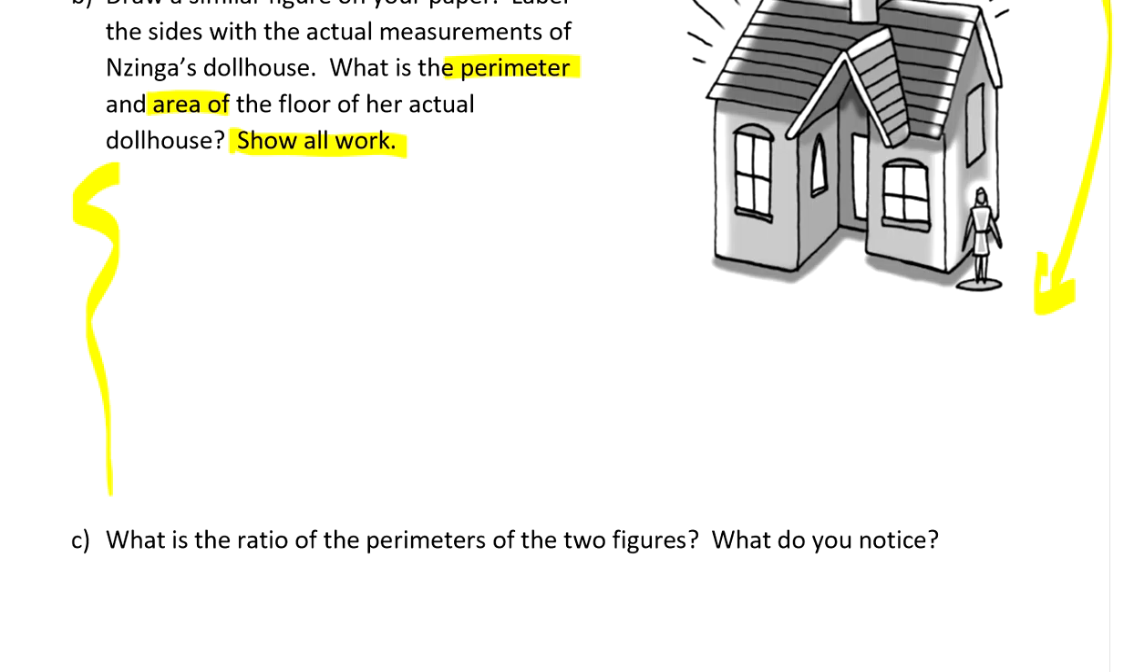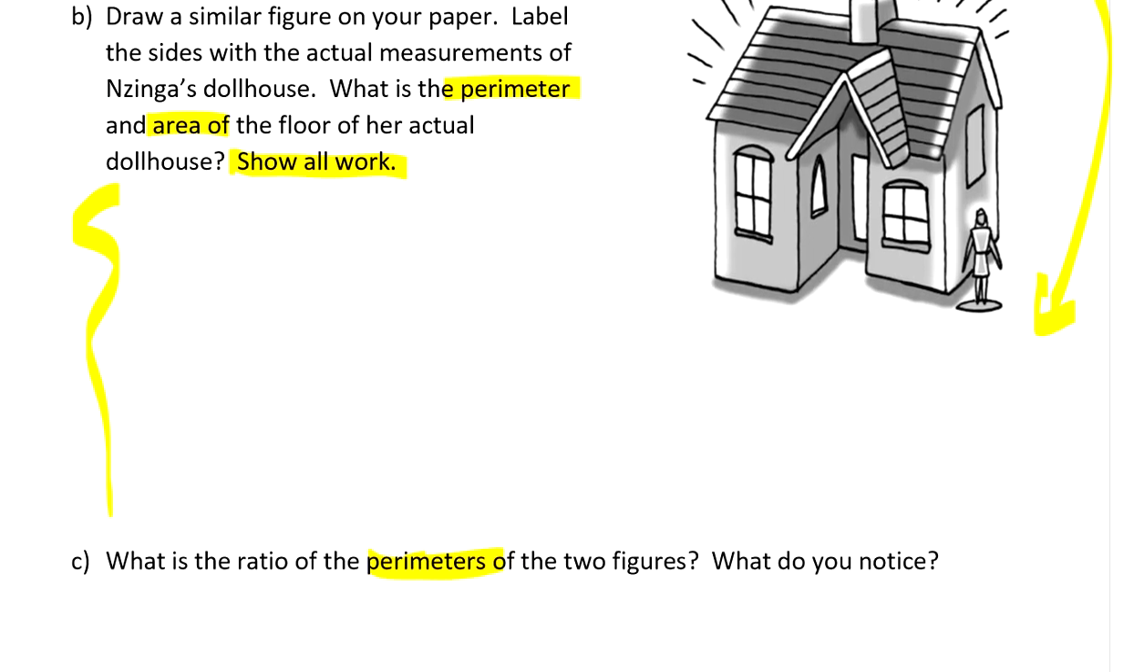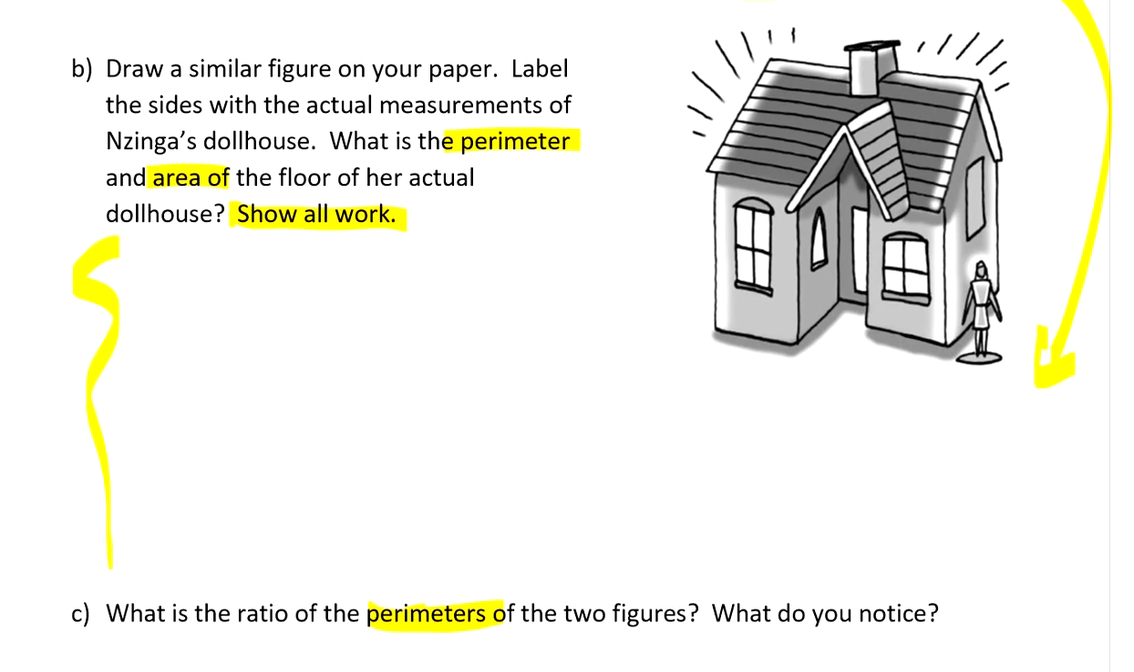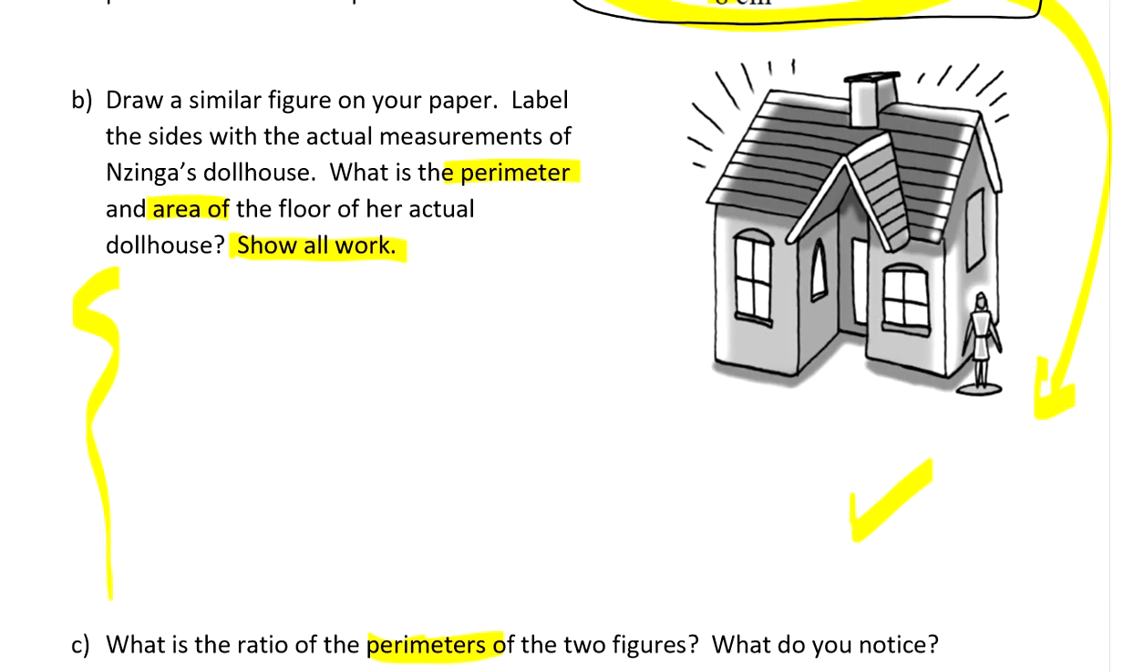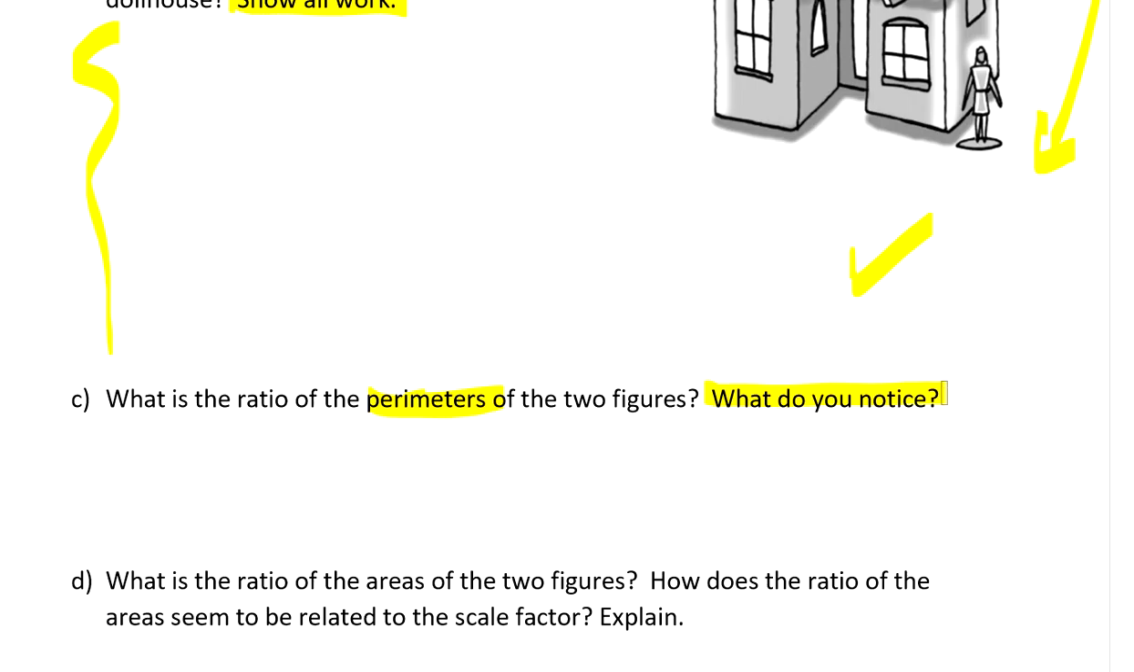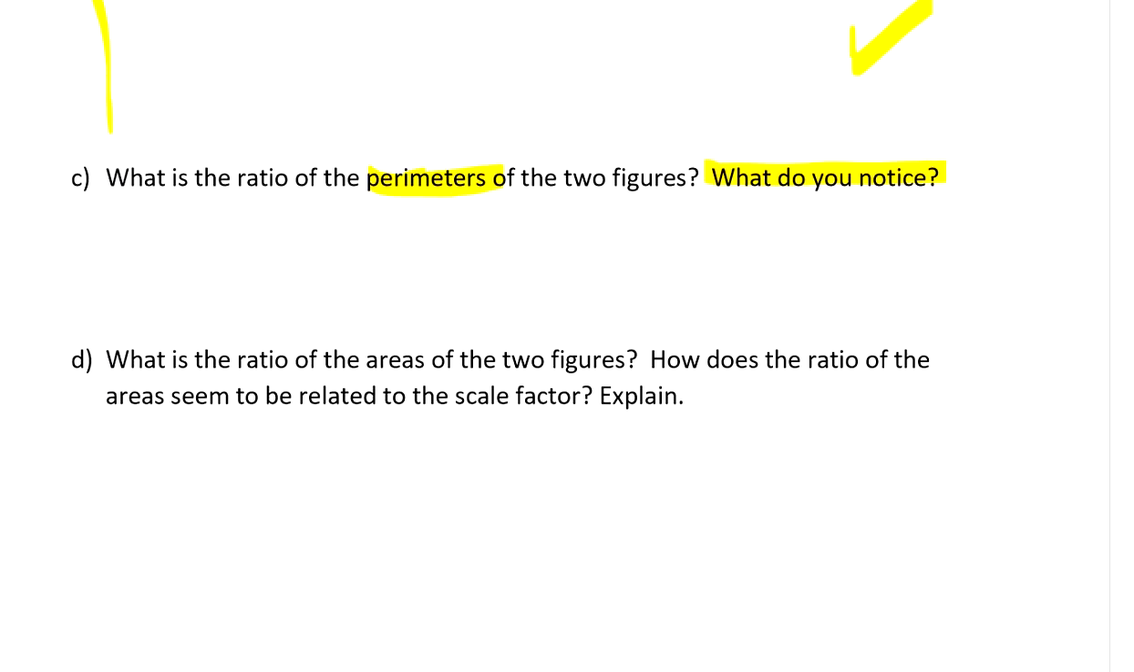And then a couple ratio questions. What's the ratio of the perimeters of the two figures? What do you notice? The ratio would be, I would say, let's just go with the larger one divided by the smaller one, for example. We could do that, and it doesn't really matter. We're not talking about a scale factor. So just take this larger one from down here and divide it by the smaller one. Do that for the perimeter, and then what do you notice? I can't wait to see your conclusion.